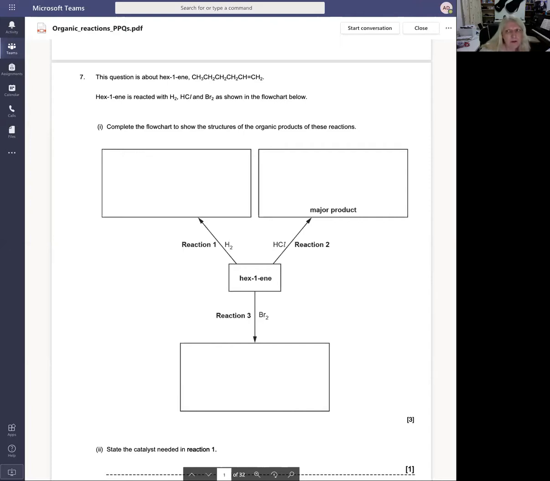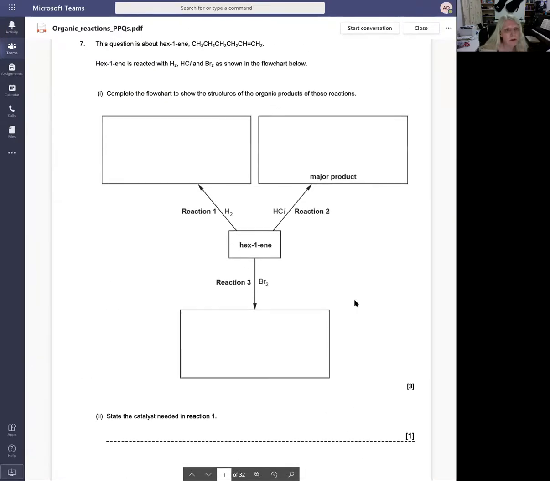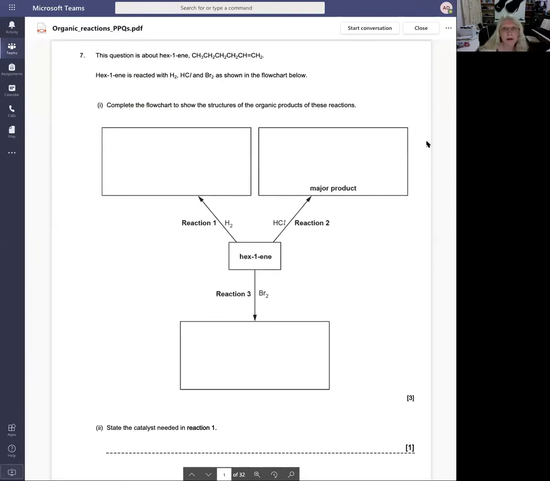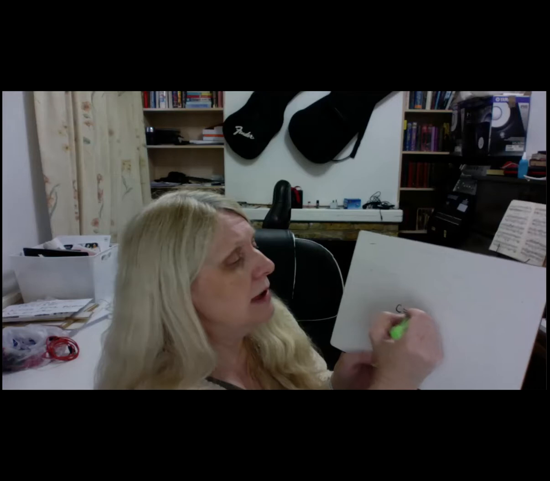These ones, I think, are relatively straightforward. So I'm going to unshare my screen. Do we need anything else from this one? No, I don't think we do. Okay, so unshare my screen so you can see me. Right, I'm going to just draw out hex-1-ene here, just to make it a little bit easier for us. So here we go, hex-1-ene.